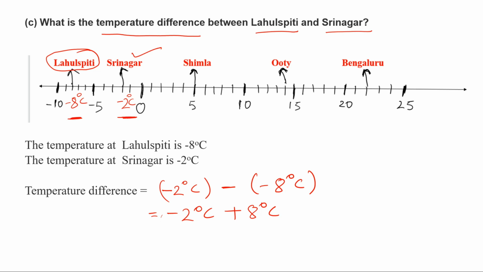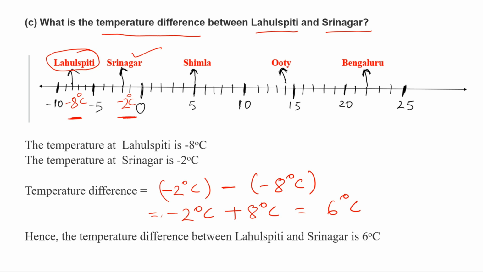minus 8 degrees Celsius. That equals minus 2 degrees Celsius plus 8 degrees Celsius. So minus 2 plus 8. We have one negative sign, one positive sign. So we are going to subtract. That is, we would get 6 degrees Celsius, and we take the sign of the greater number, which is plus. So we can just write plus 6 degrees, or we can simply write as 6 degrees Celsius. Okay, so the temperature difference is 6 degrees Celsius. You can see that if I move to the right from Lahul Spiti, 1, 2, 3, 4, 5, 6. So 6 degrees Celsius difference is there.